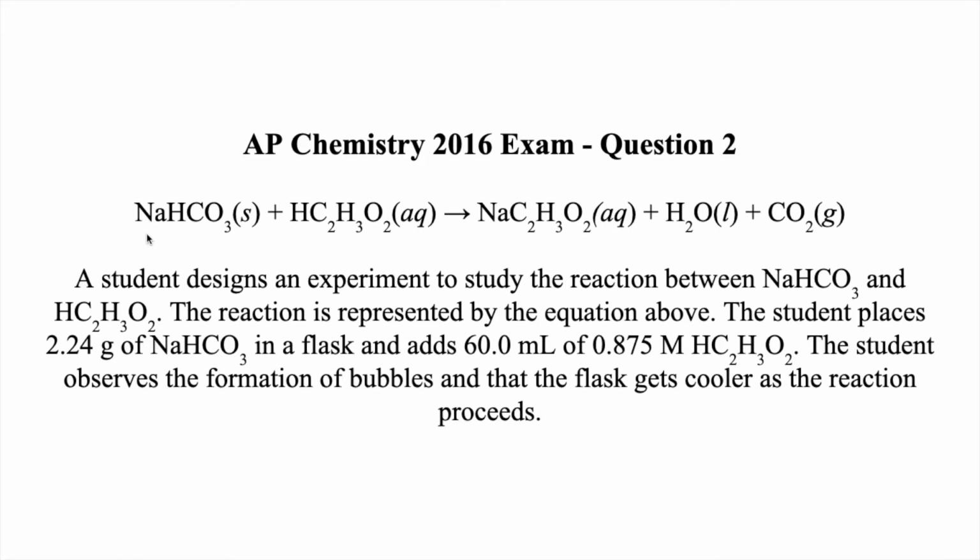Let's get started. We have a chemical reaction here that reads NaHCO3 plus HC2H3O2 yields NaC2H3O2 plus H2O plus CO2. The instructions below tell us that a student designs an experiment to study the reaction between NaHCO3 and HC2H3O2. The reaction is represented by the equation above. The student places 2.24 grams of NaHCO3 in a flask and adds 60 milliliters of 0.875 molar HC2H3O2. The student observes the formation of bubbles and that the flask gets cooler as the reaction proceeds.